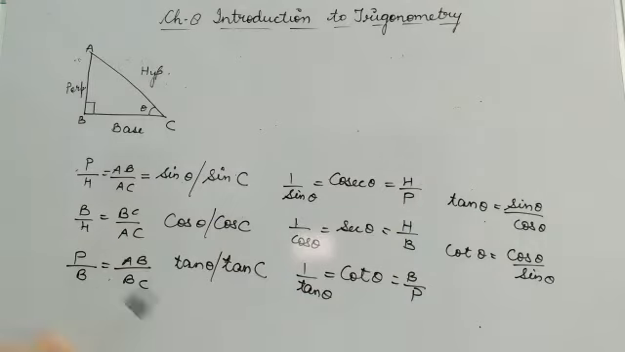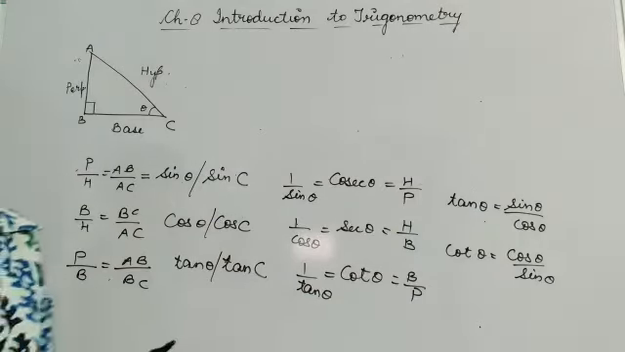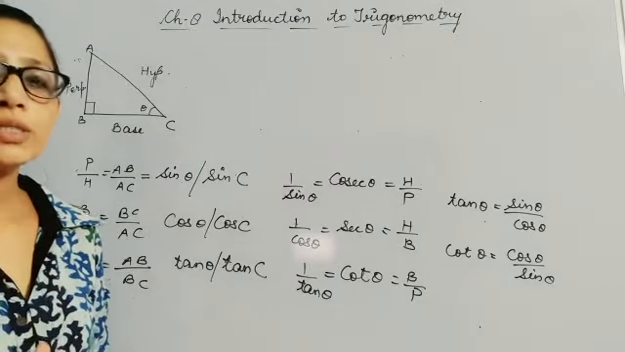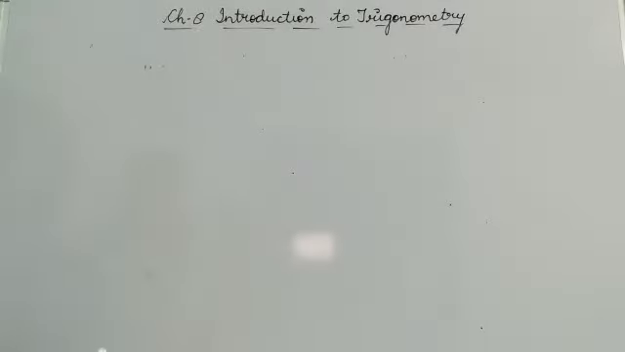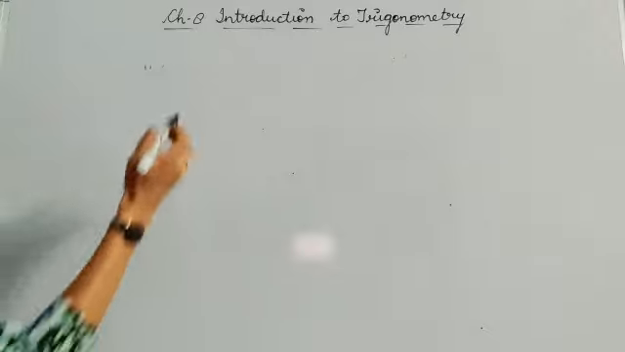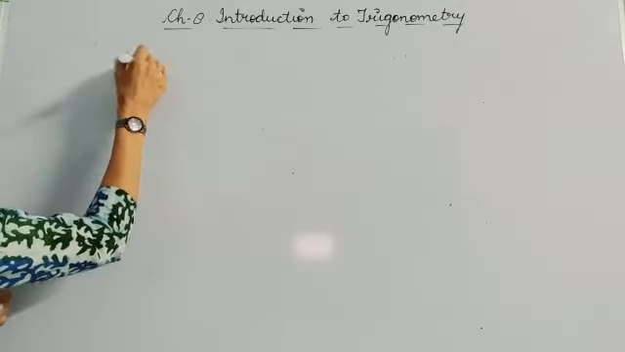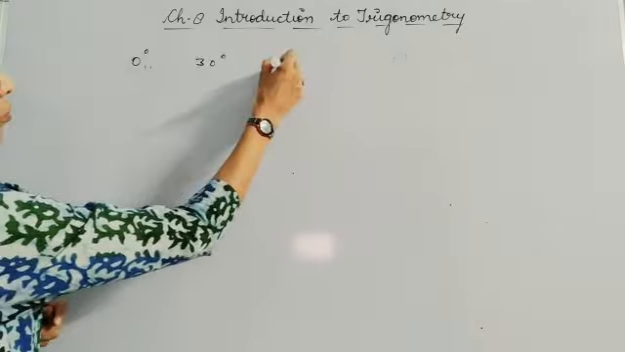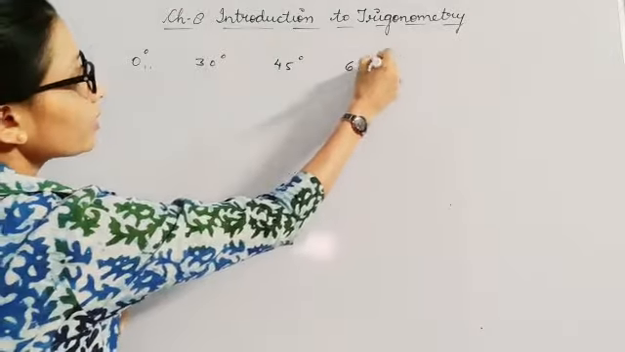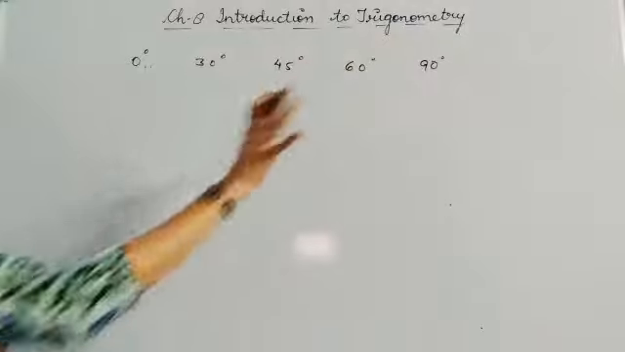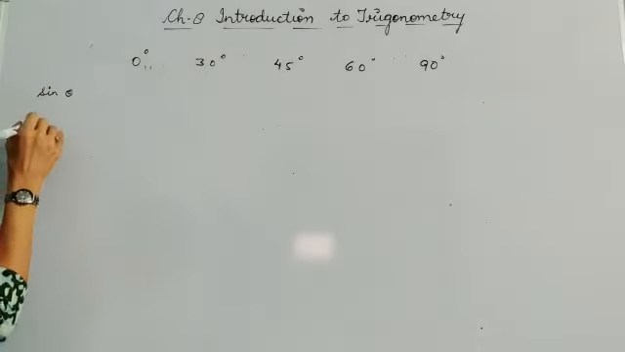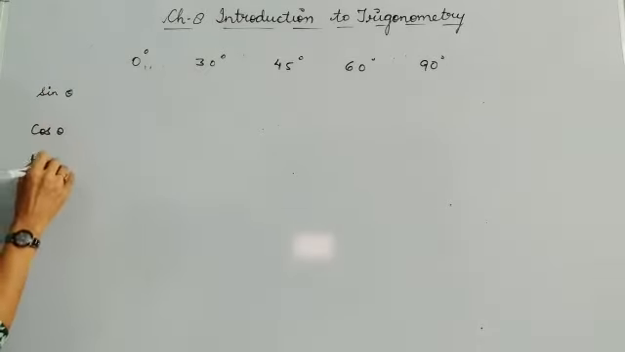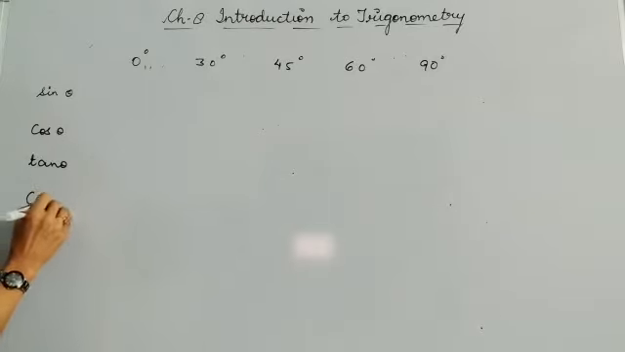Now we have some specific angles, and we can frame the table for these specific angles. Let's see how we can frame the table. So now we will be learning to find trigonometric ratios of some specific angles. These specific angles are 0 degree, 30 degree, 45 degree, 60 degree and 90 degree. These are the specific angles that you need to remember. Now I need to frame the table for sine theta, cos theta, tan theta, and then the reciprocals of these, that is cosec theta, sec theta and cot theta.